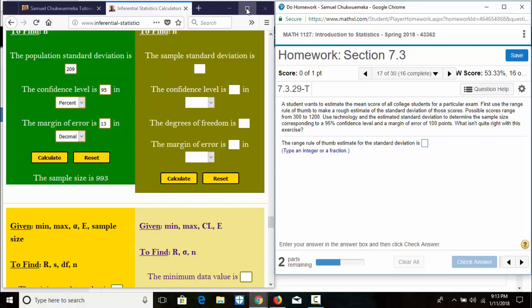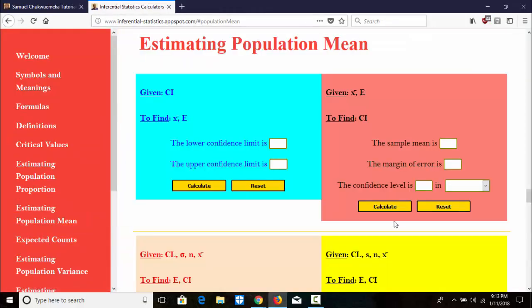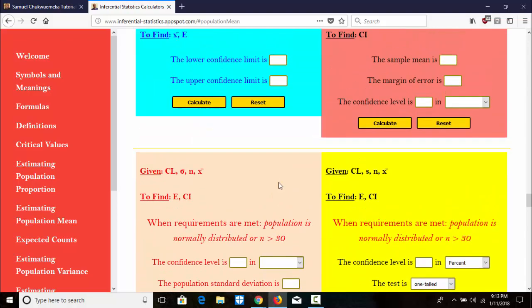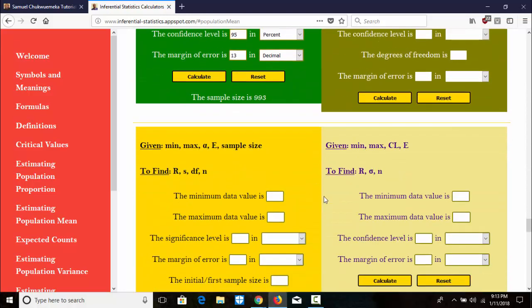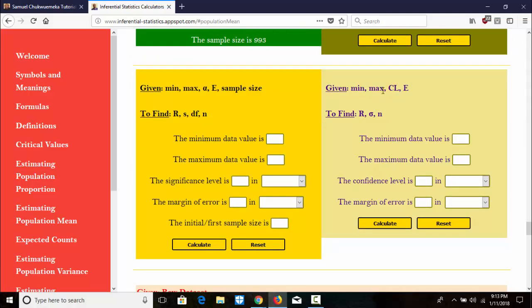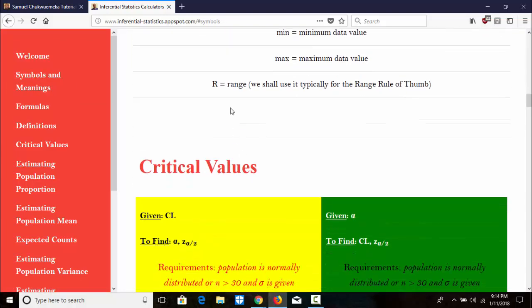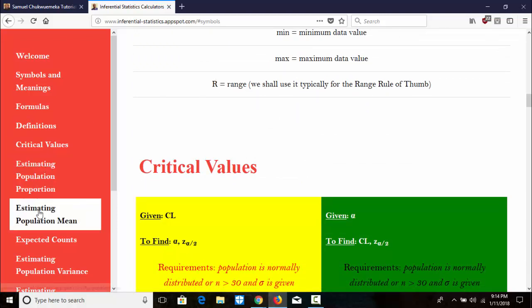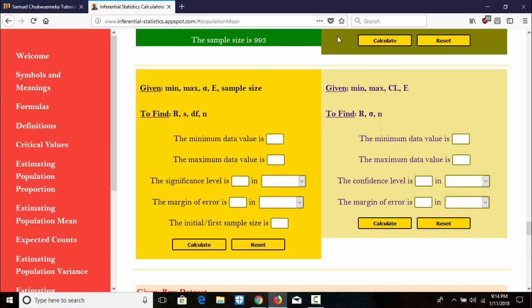I'm still going to use my calculator, because my calculator is the thing that will solve this question anyway. StatCrunch will not solve it. So I'm going to look for this here. This is the one I will use. The arrow here is the range, using the range rule of thumb. If you go to symbols and meaning, we wrote it here, range, using the range rule of thumb. So this is what we're going to use to solve that question.